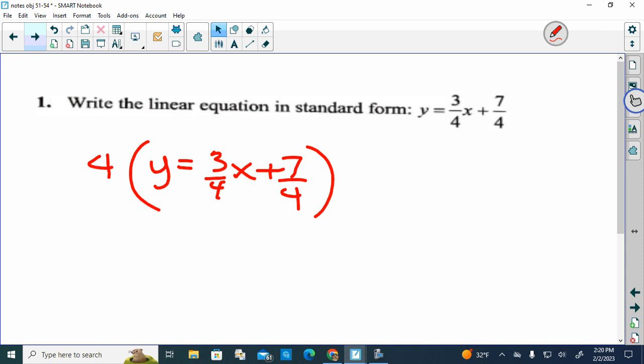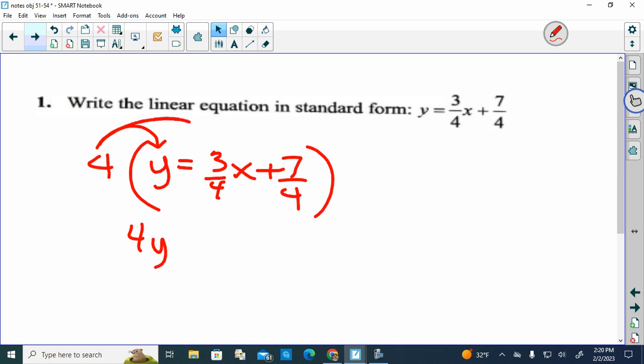Now, what if this was 4 and 3? Then what would I multiply the whole thing by? If it was 4 and 3, 12, right? So you multiply 12 on the outside. But I'm going to pick 4 on this one because that's the only denominator that's there. Okay, so I'm going to distribute to all of it. I distribute the first one, which would be 4y.